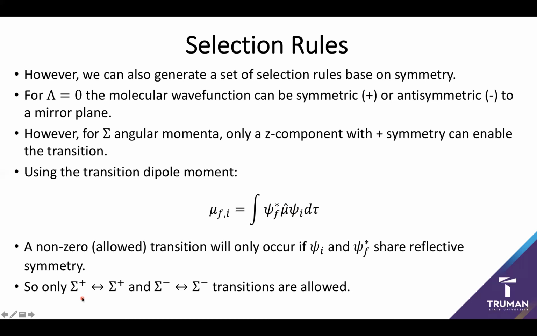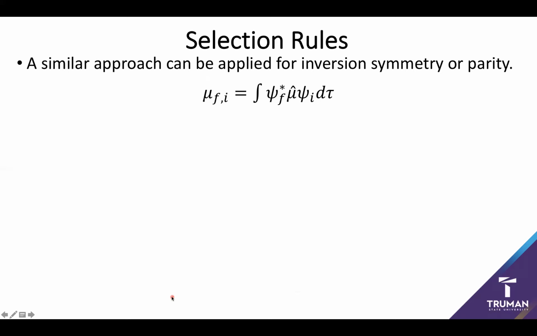So for sigma orbital angular momenta, the only possible transitions are plus to plus, minus to minus. No plus-minus exchange, not allowed. So this actually helps simplify some of my allowed transitions. However, this also leaves us with one last type of symmetry we have to worry about. This is going to be inversion symmetry. So this is only going to occur for molecules that have a center of inversion.